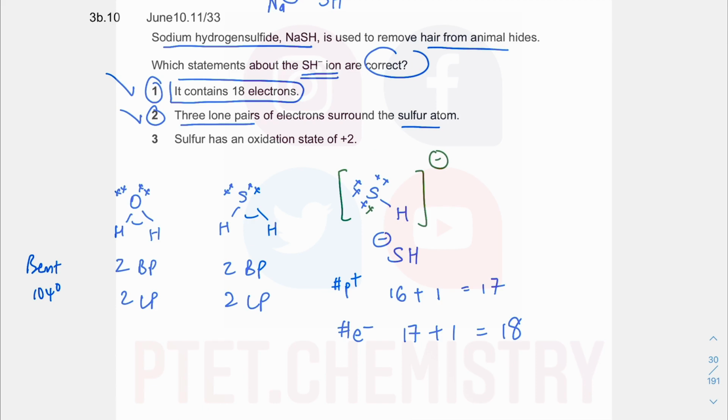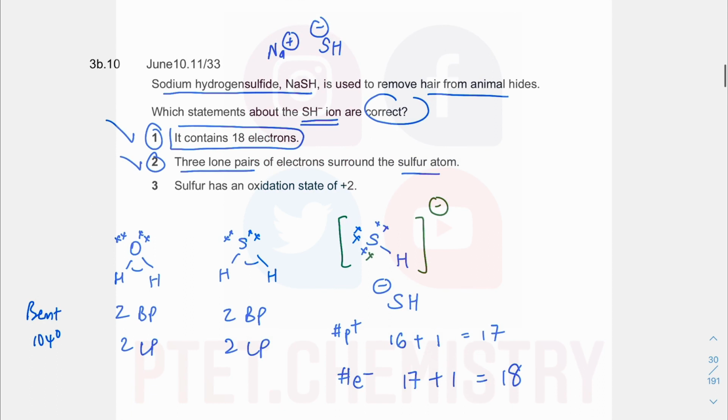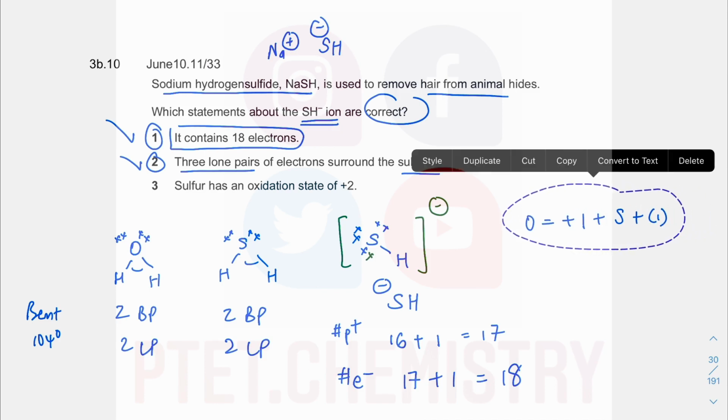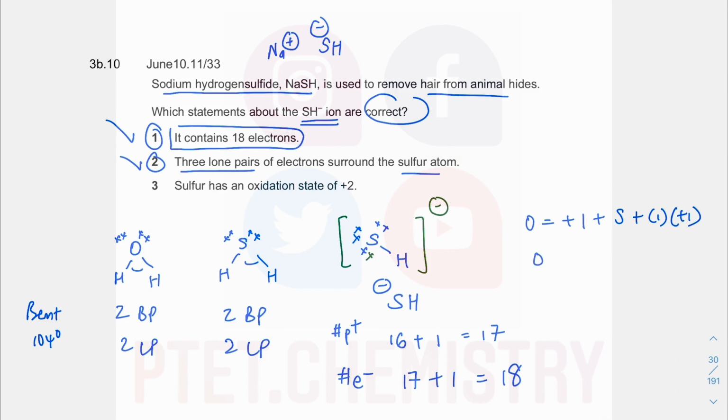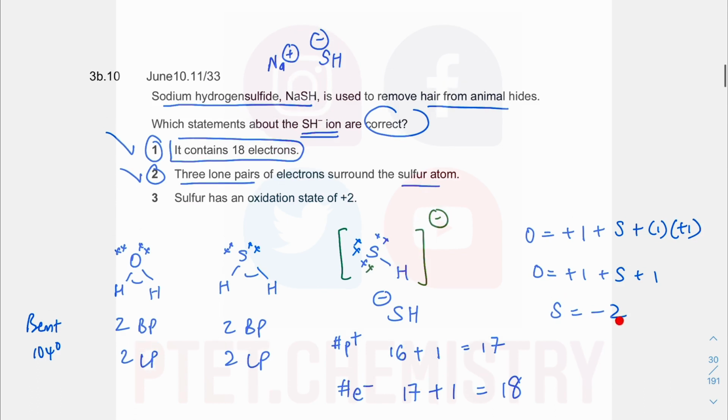If you think about oxidation state, this is a compound. The oxidation state of a compound is 0. Sodium in a compound has an oxidation state of +1. Sulfur is what you want to find. Hydrogen, you have 1 of it. And then each hydrogen in a compound is +1. So 0 equals +1 plus sulfur plus 1. Sulfur is -2. Sulfur is not +2. So 3 is wrong. Only 1 and 2 are correct. That's option B. So that's the end of this 5-question tutorial series on structure and bonding.